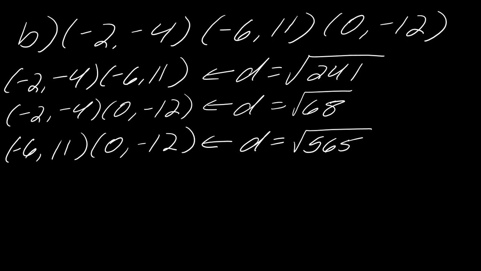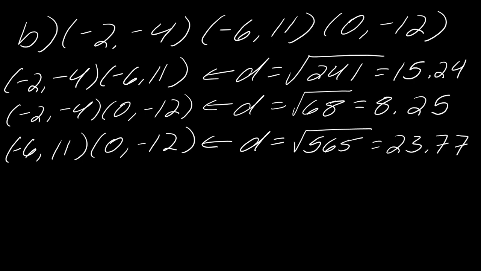Now, what you could do if you're a little paranoid is try to get a decimal approximation of each of these. If I do that, I'll get the three approximations that you see here: 15.24, 8.25, and then 23.77. And you can see that if I were to add this 15.24 and this 8.25, it's just shy of 23.77. So these three are actually not going to be collinear. They're not collinear.